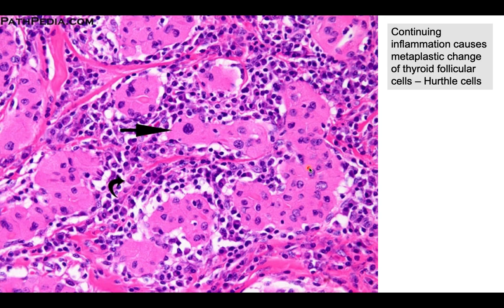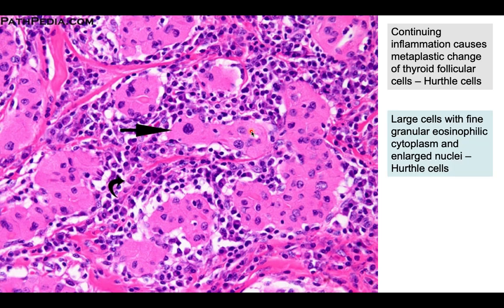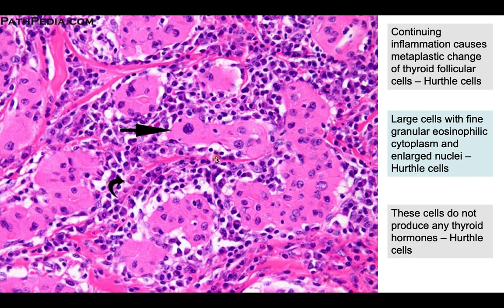Due to continuing inflammation, it causes metaplastic change of the thyroid follicular cells, and these cells we call Hurthle cells. These Hurthle cells are characterized by large cells with fine granular eosinophilic cytoplasm and enlarged nuclei. Sometimes the nuclei may show atypia, like this. But bear in mind, these cells do not produce any thyroid hormones.